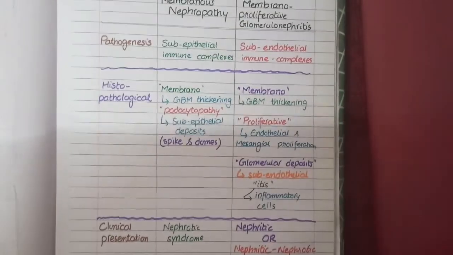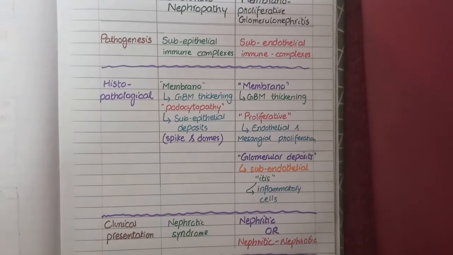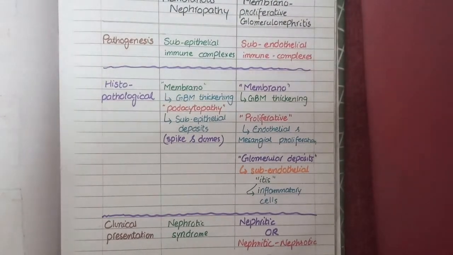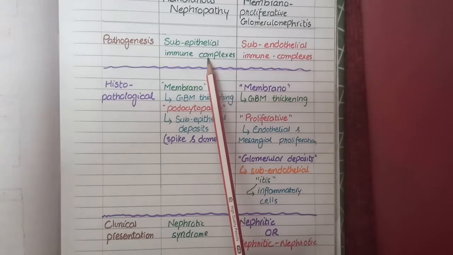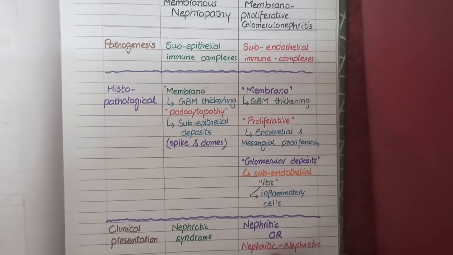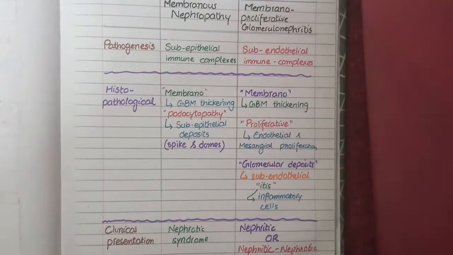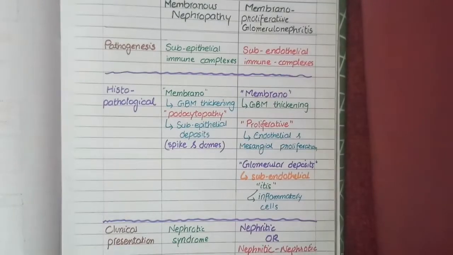So as far as the pathogenesis is concerned, you know that both of these diseases are caused by circulating immune complexes. But in membranous nephropathy, the deposition of these immune complexes is at the level of subepithelial position. But in membranoproliferative glomerulonephritis, the deposition of these immune complex deposits will be at subendothelial position. So this is the main difference in the pathogenesis.